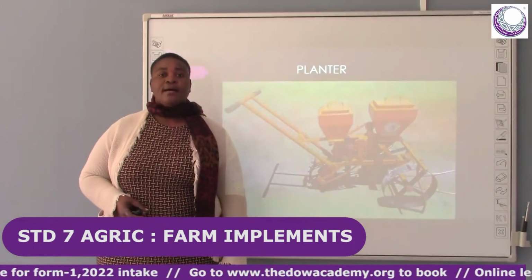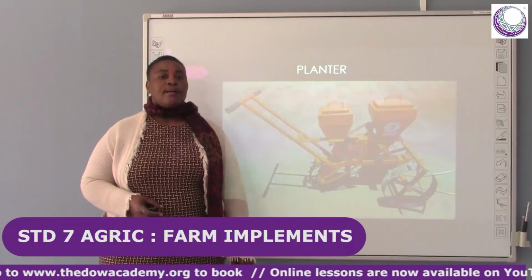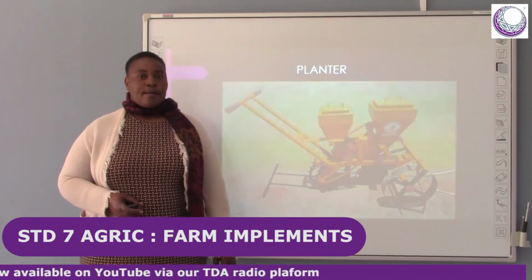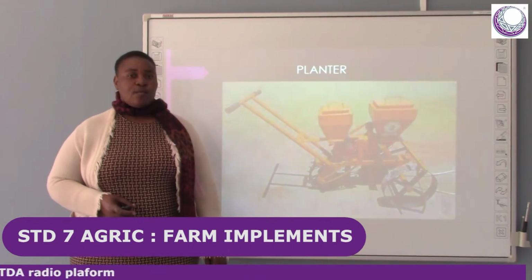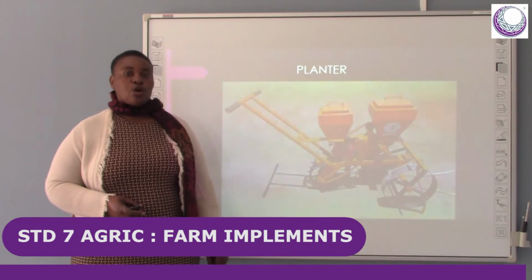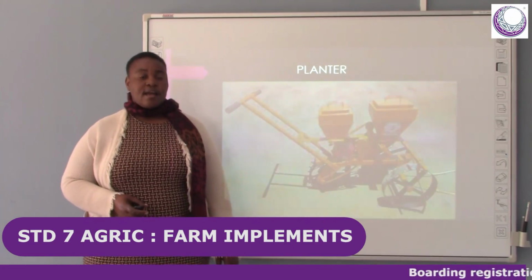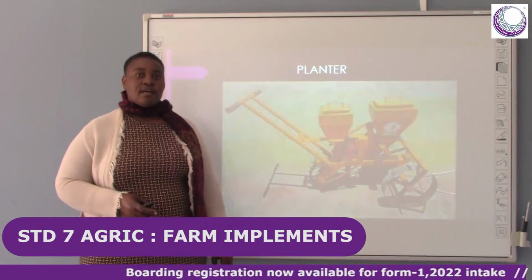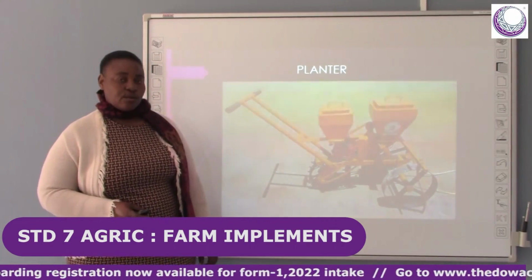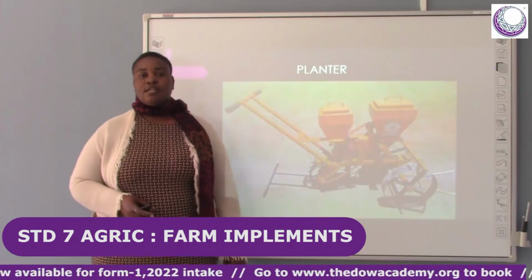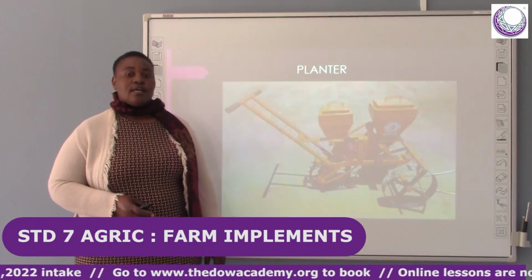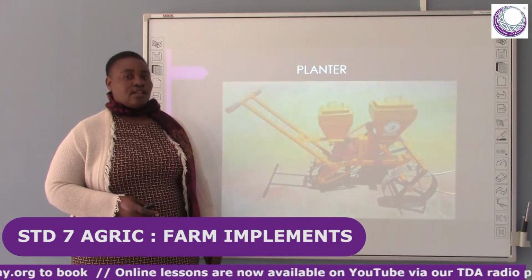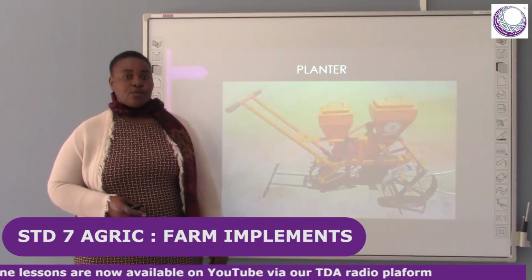I hope you still remember that, although implements are mostly used by commercial farmers, tools also can be used in farming. For primary tillage, the tools which we can use are the hoes, the spades, and the digging forks when we are digging and turning over the soil. The tool which we can use to level the soil is the rake. I hope you still remember that.